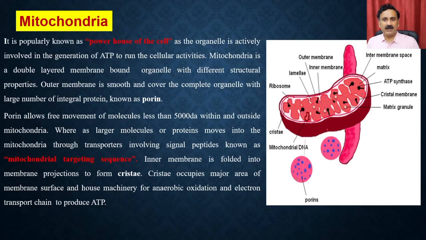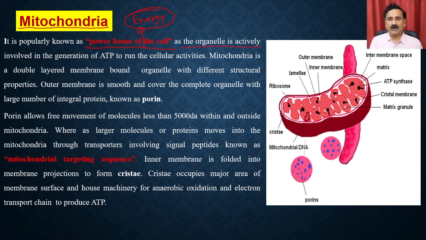Now let's move on to the next organelle, and the next organelle is called the mitochondria. The mitochondria is also called the powerhouse of the cell, because it is responsible for energy production. That's why, if you recall, when we were talking about plant versus animal, the animal cell has more mitochondria because they require more energy compared to the plant cell.